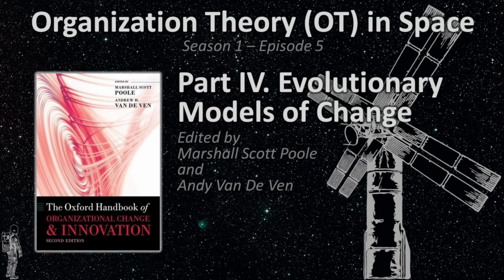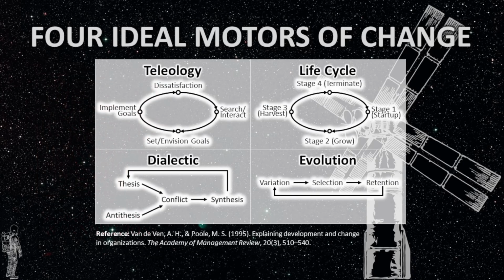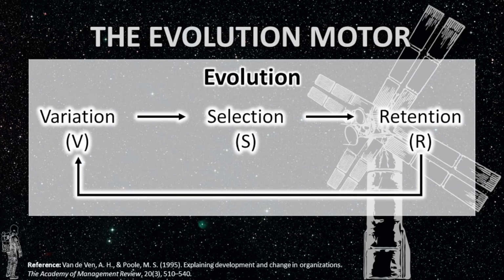In this episode, we're going to cover the fourth major part of the handbook on the topic of evolutionary models of change. As you recall, the evolutionary motor is one of four idealized motors of how change occurs. In reality, multiple motors are working across multiple levels and combined with and dependent on each other. We're talking about each one separately first before we start combining them together.